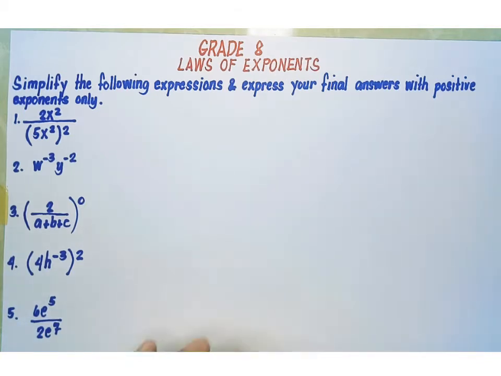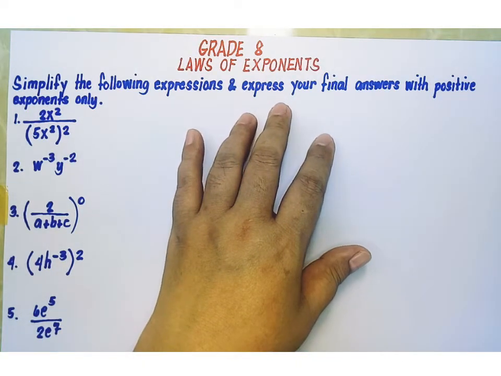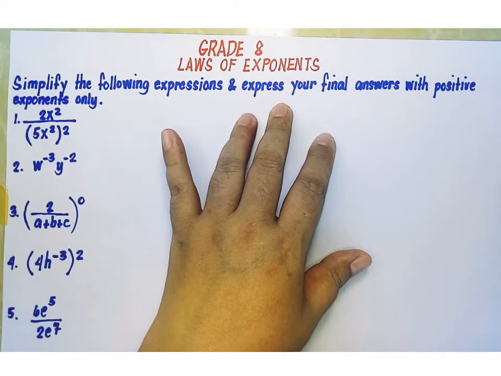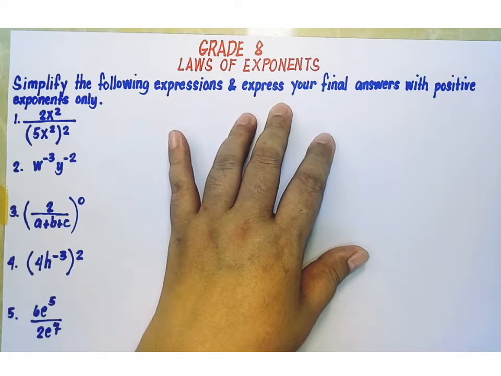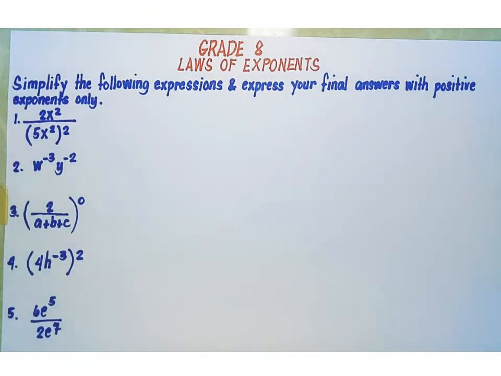Okay, so merong specification dito sa instruction na we have to express our final answers with positive exponents. Ganun kasi pag nagsisimplify ka ng expression. Kailangan ang final answer mo palaging naka-express in terms of positive exponents. So hindi ka pwedeng magbigay ng final answer na merong exponential terms or numbers with negative exponent. Laging positive dapat ang mga exponents sa final answer.